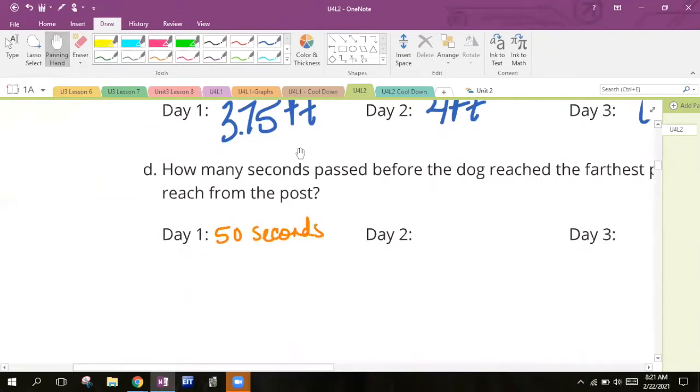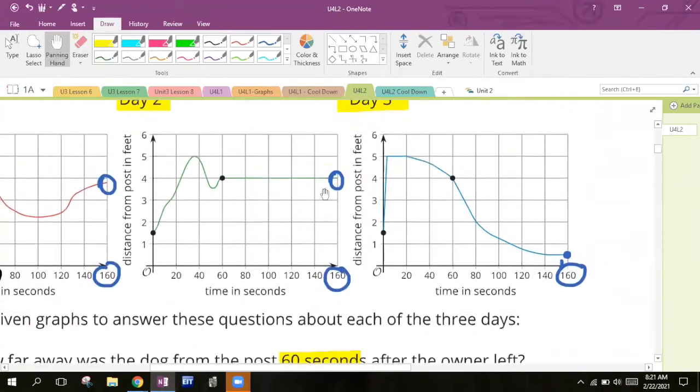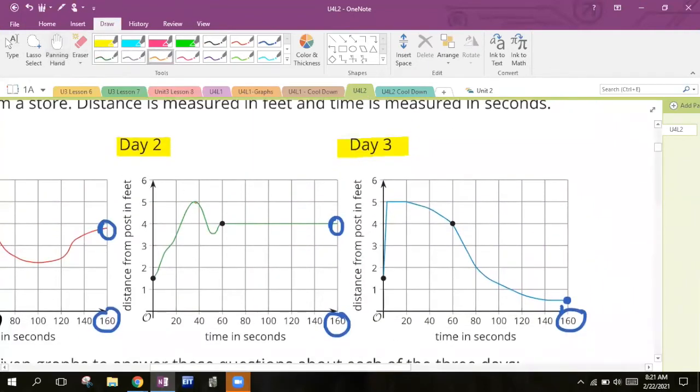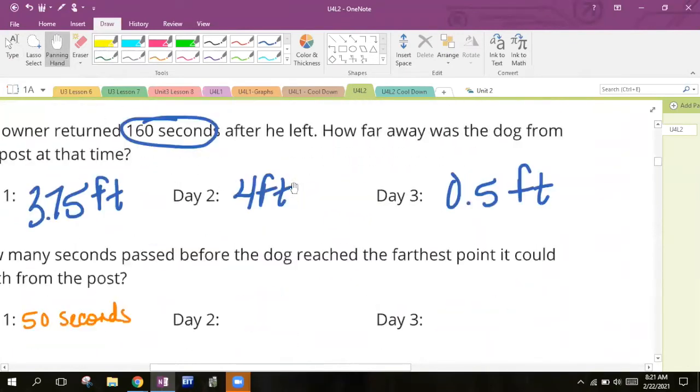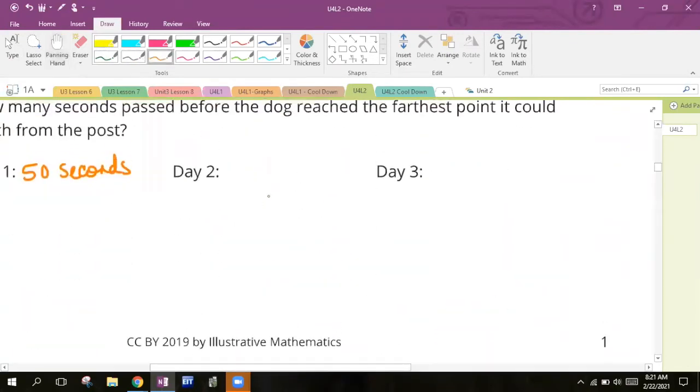Now let's look at day two. Okay, that furthest point from the post is going to be that peak again, about right there. So how much time had passed? Around 30 to 35 seconds, somewhere in there. So I'll just put that range. So if you had anything that fell in between that range, then you should be good.